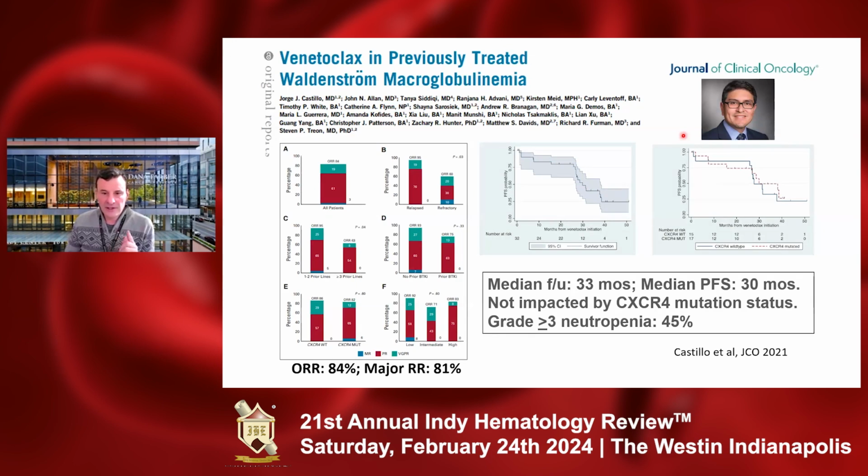Now, venetoclax. Let's just talk about venetoclax. This actually blocks a molecule called BCL2. BCL2 is very important for the survival of Waldenstrom cells. And my colleague, Jorge Castillo, in this study showed that venetoclax was very active. It produced a major response rate of 81% in patients, including patients that had previously seen a BTK inhibitor, including patients that had CXCR4 mutations. In fact, very similar outcomes were reported in this trial.